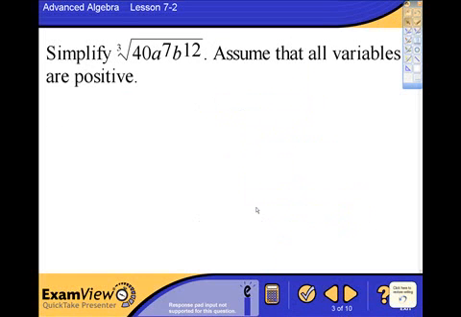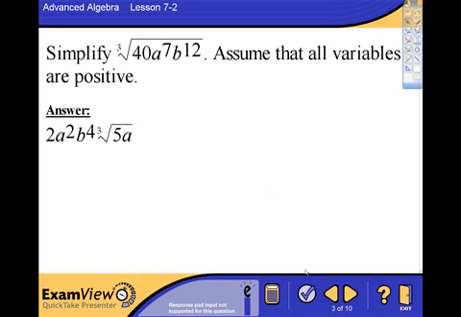Okay, so you go ahead and try this one. Pause the video right now, but when you're done, restart the video, check your answer with theirs. Okay, let's see how you did. Did you come up with this answer? These are powers, a squared, b to the 4th, everything else should match.